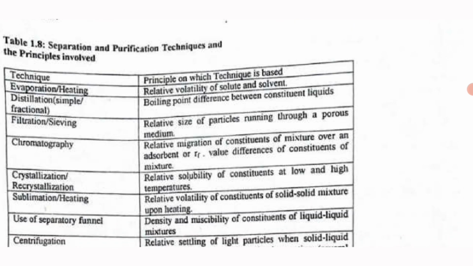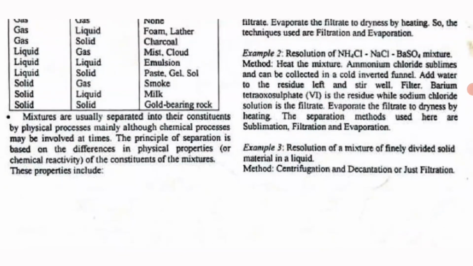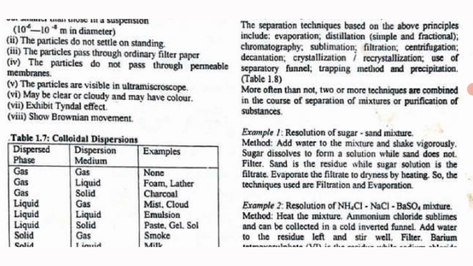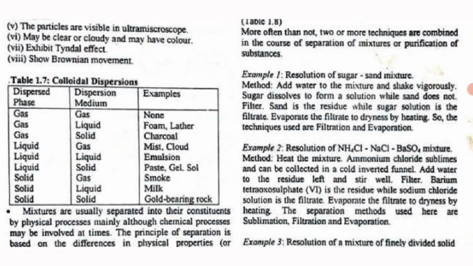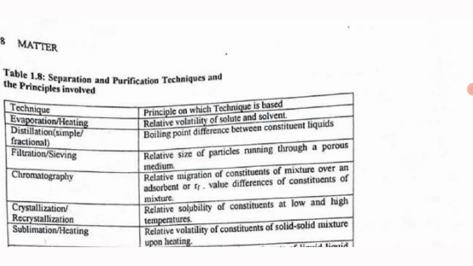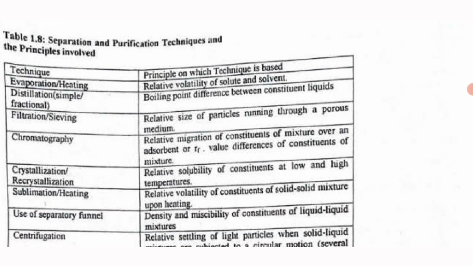Number one, we have evaporation and heating. It is based on the relative volatility of solute and solvent. For example, in number one, we had a resolution of sugar and sand mixture. We could just heat the sugar solution, the water evaporates and leaves the sugar for us. Number two, we have distillation, based on boiling point difference between constituents of a liquid, that's simple or fractional distillation. We could use that probably in the production of fuels and all that.